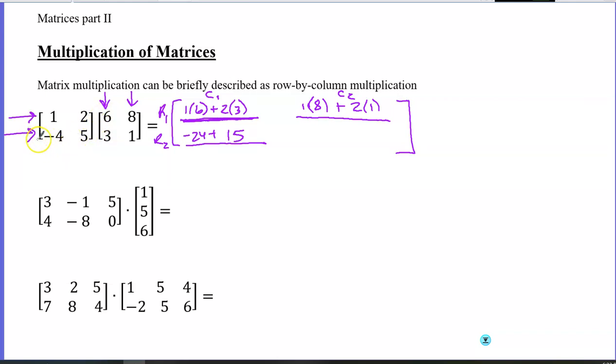So the last one is this row with the last column. So row 2, column 2 should produce the element in row 2, column 2. So here I go.